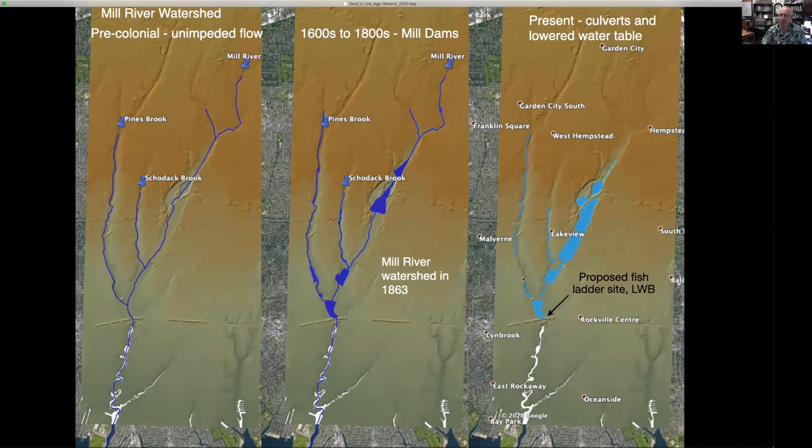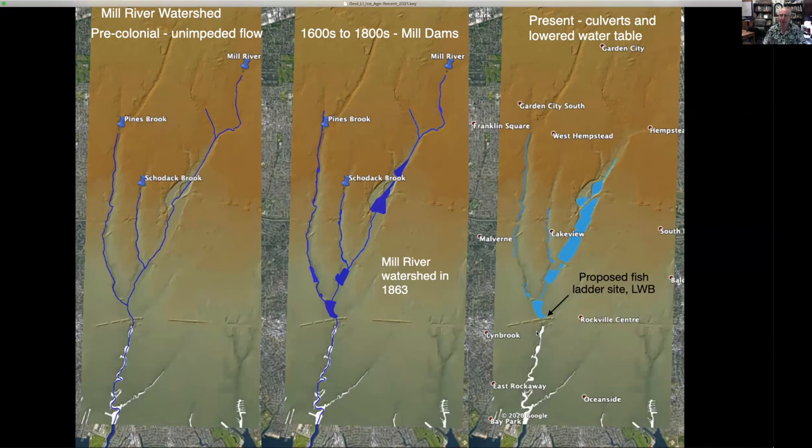Roads, the streams are culverted under roads and highways like Sunrise Highway. So the whole hydrologic system has been sort of fragmented and disrupted. And this has had a big impact on fish populations.